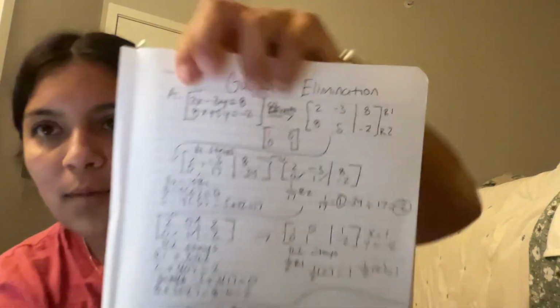But let's get started. We're going to be doing A and B. We're going to start off with A, and I'm going to read it to you and then go through it. A is an equation in brackets: 2x minus 3y equals 8. And the second equation down below is 8x plus 5y equals negative 2. So this is what we're starting with.